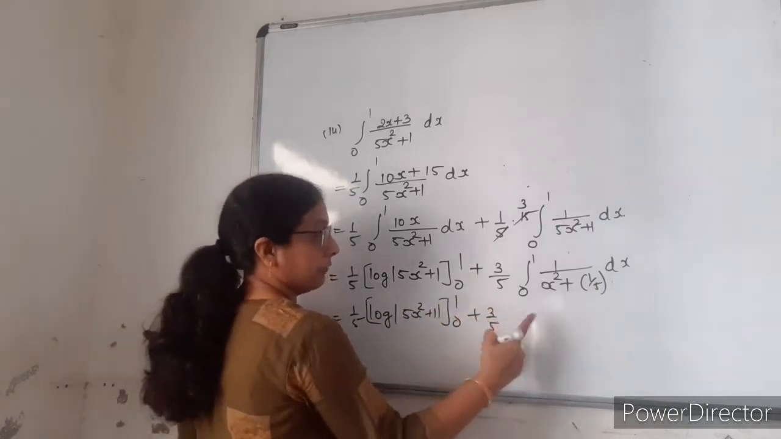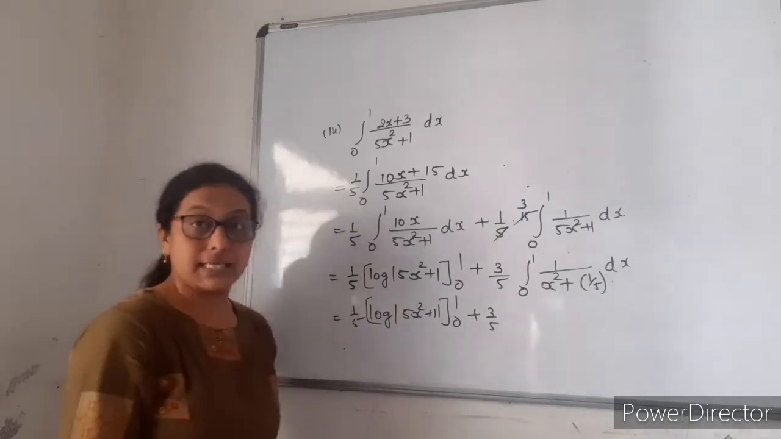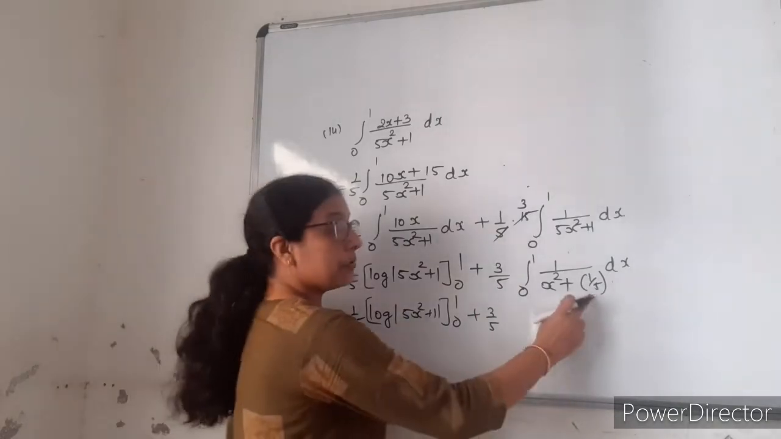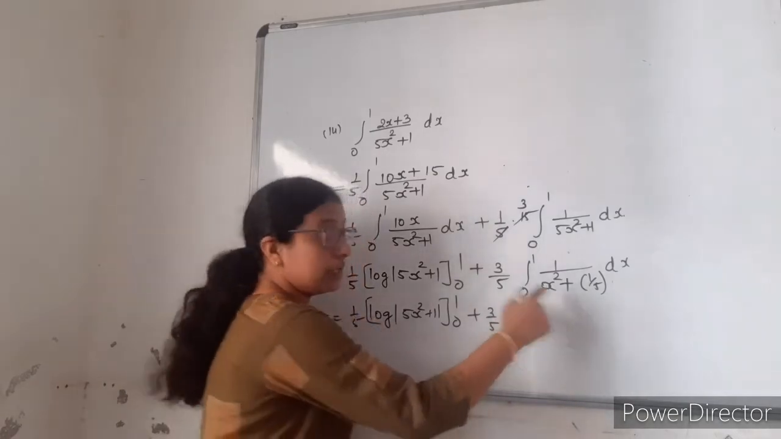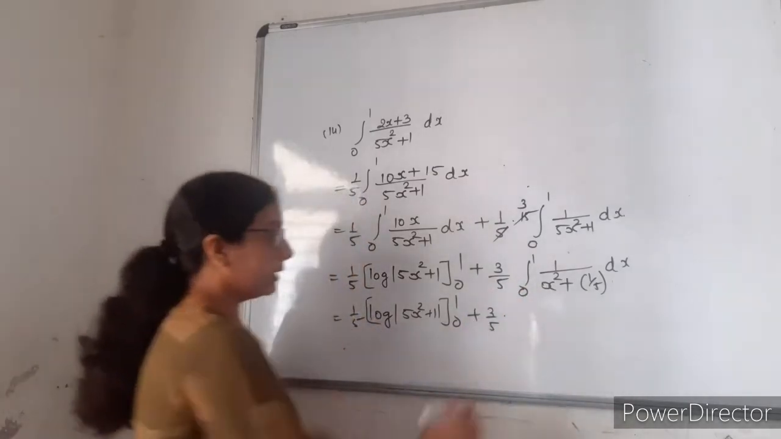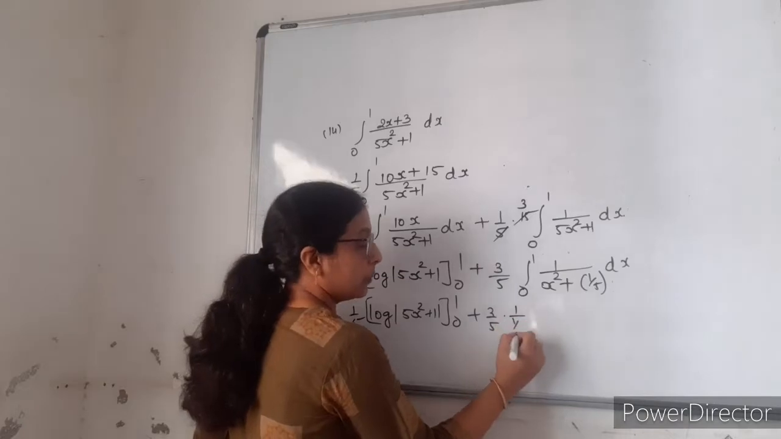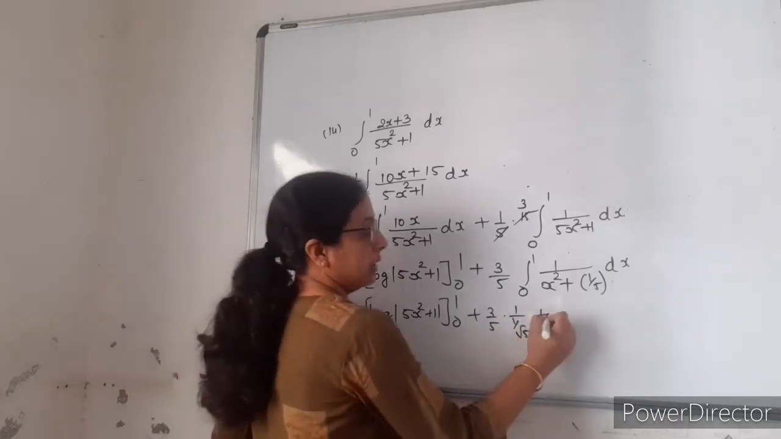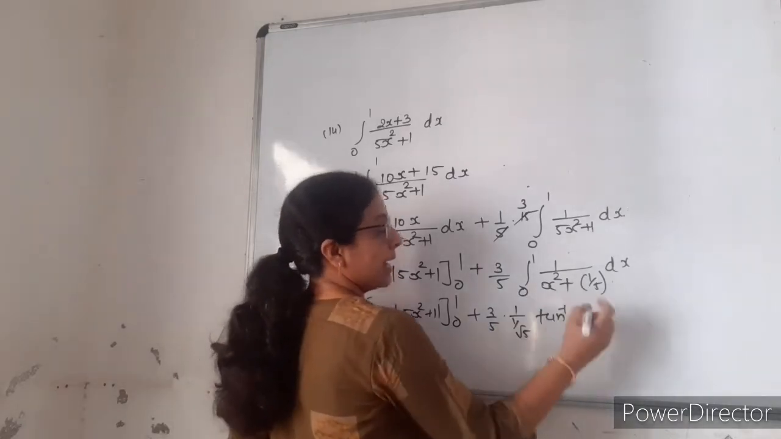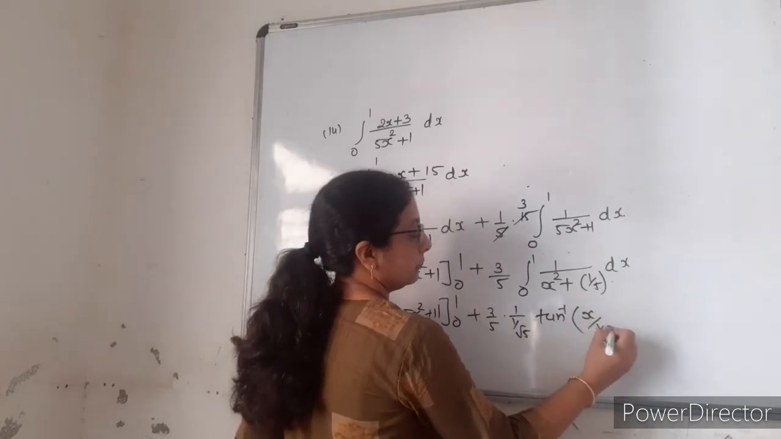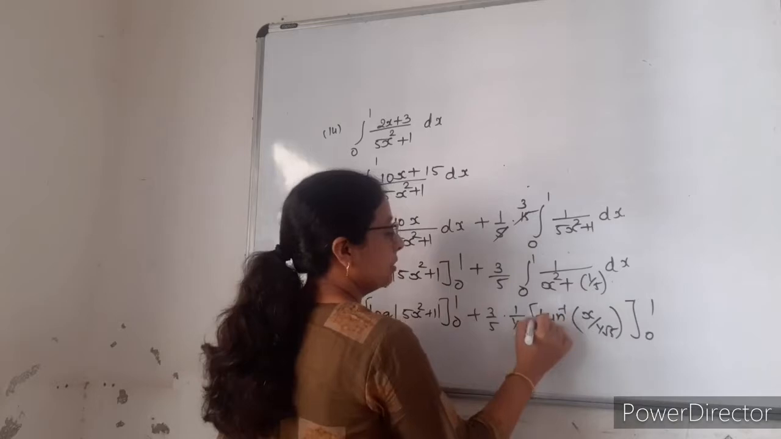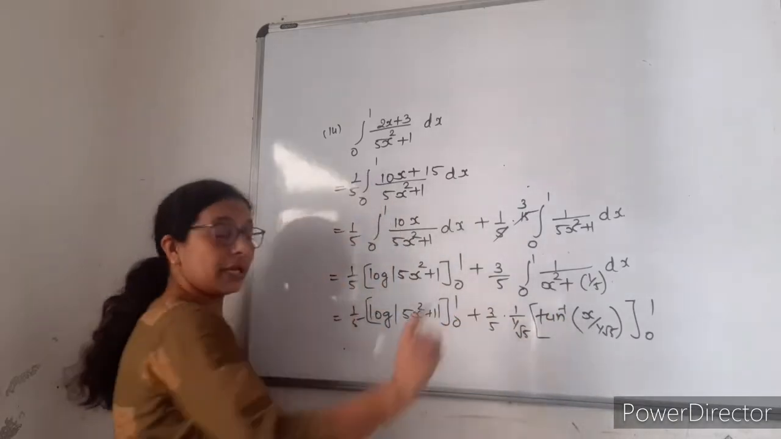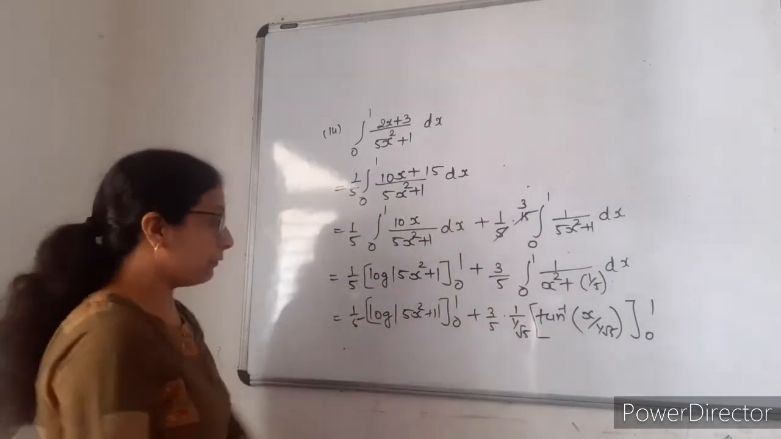plus 3 upon 5. You know that this is x square plus a square, and this is 1 upon root 5 square. So we can say 3 upon 5 now tan inverse, so 1 upon a, 1 upon root 5, tan inverse x by a, 0 to 1. So root 5 goes up. It is 3 by root 5.